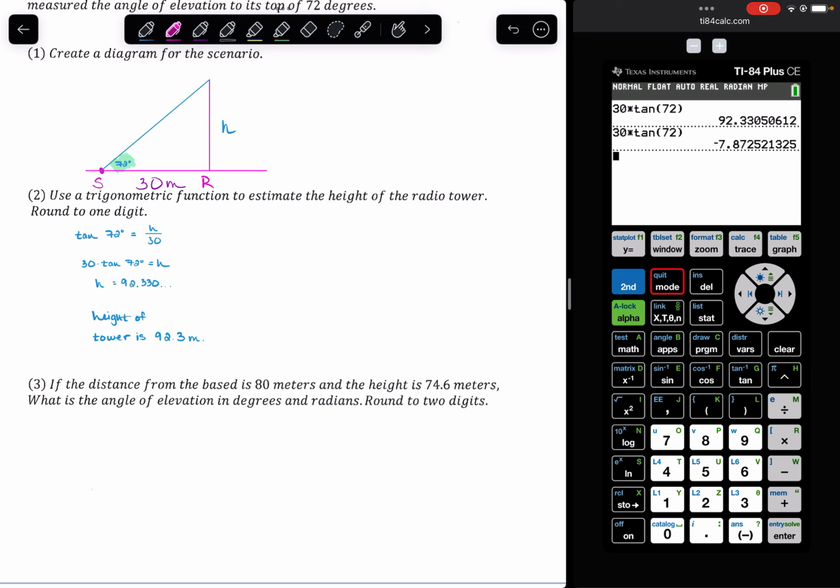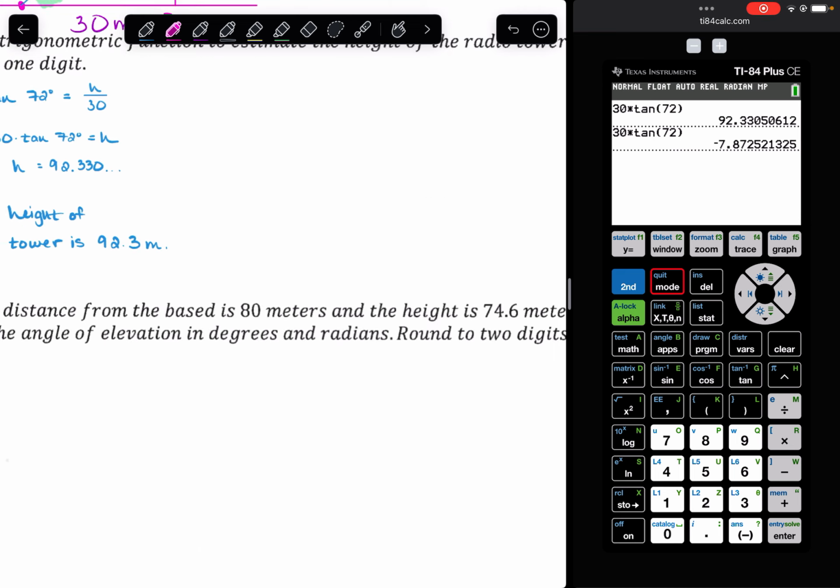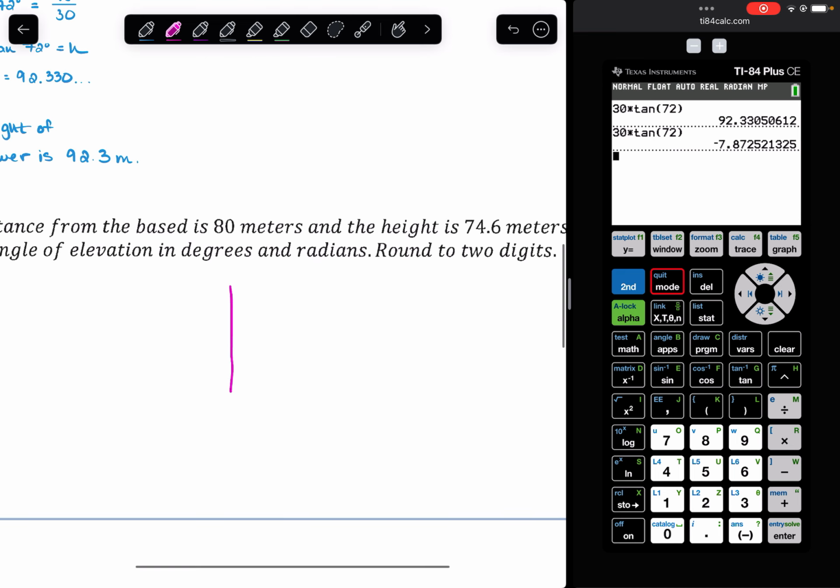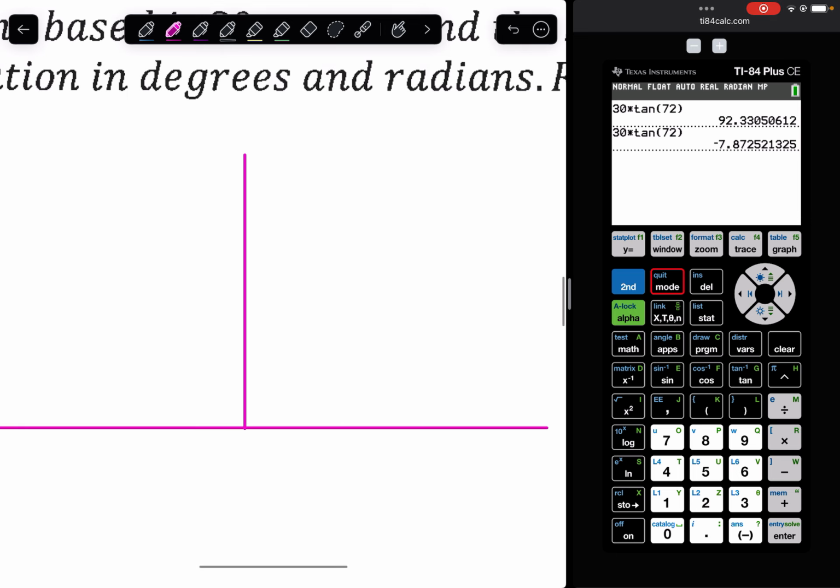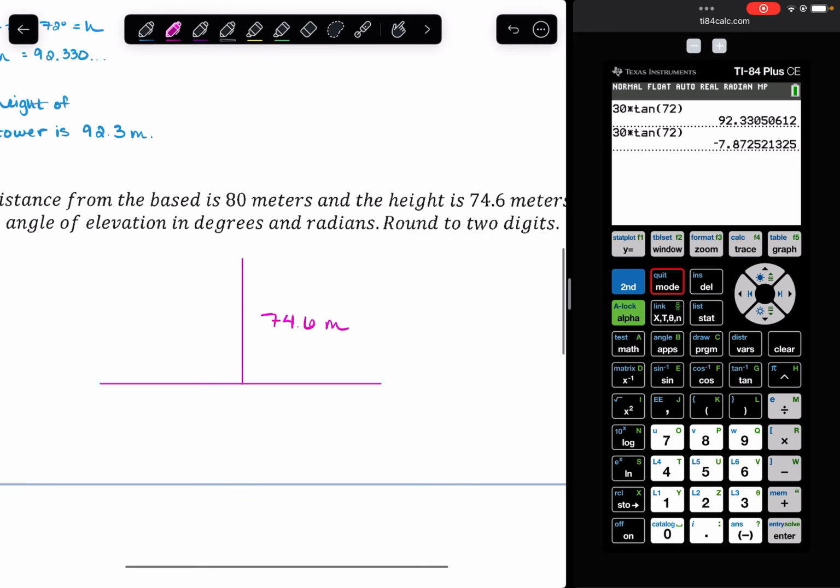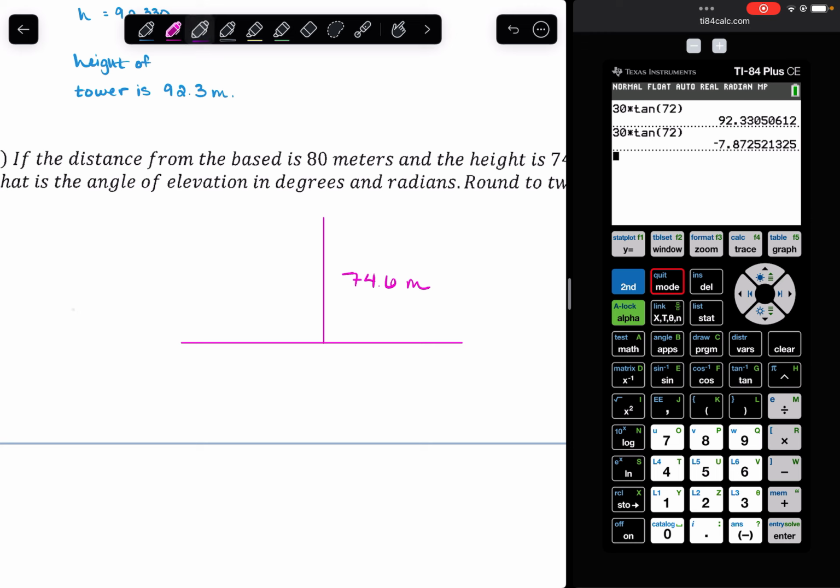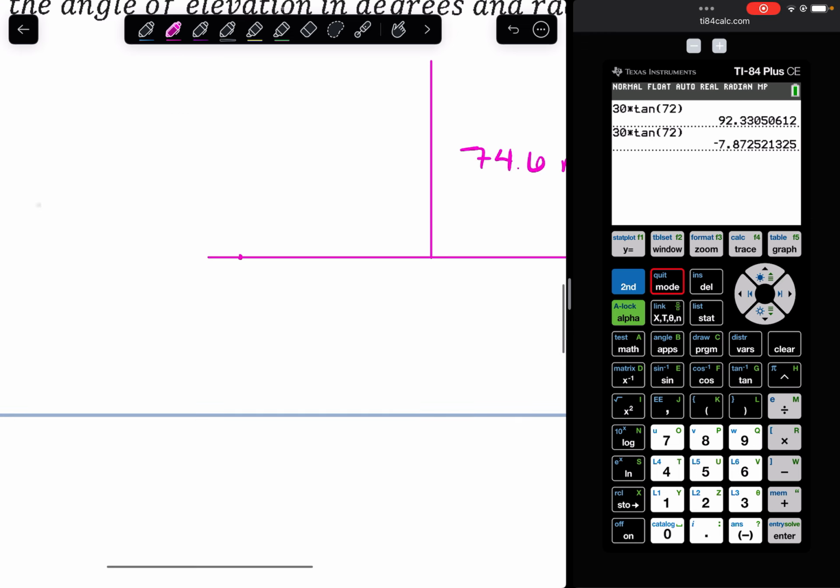So we have new measurements, so I'm going to redraw my picture. The height is 74.6. All right, come on. Well, that is not what I drew, but close enough. 74.6 is my height. The distance from the base is 80. So here's where my students are going to be. Here's my radio tower. This is 80.